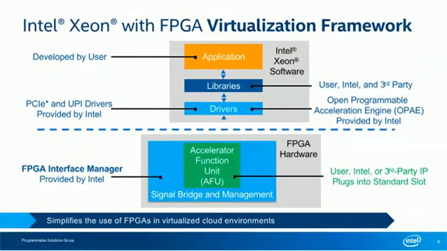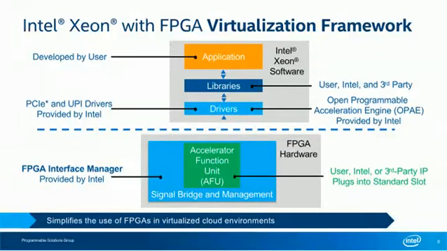This diagram illustrates how the hardware and software interact with each other in a possibly virtualized framework using the Acceleration Stack for Xeon CPU and FPGAs. Above the dotted line are the Xeon software layers. Users would develop applications that leverage the acceleration libraries that are written by the user or provided by Intel or third-party vendors. These accelerator library functions would then call the driver layer. The driver layer consists of the Open Programmable Acceleration Engine layer, provided by Intel, which provides low-level access to the FPGA accelerator and abstracts the lower-level PCIe and UPI drivers that are also provided by Intel.